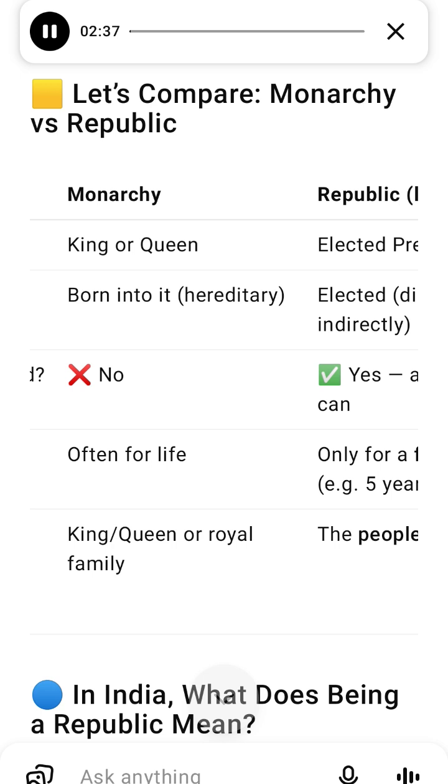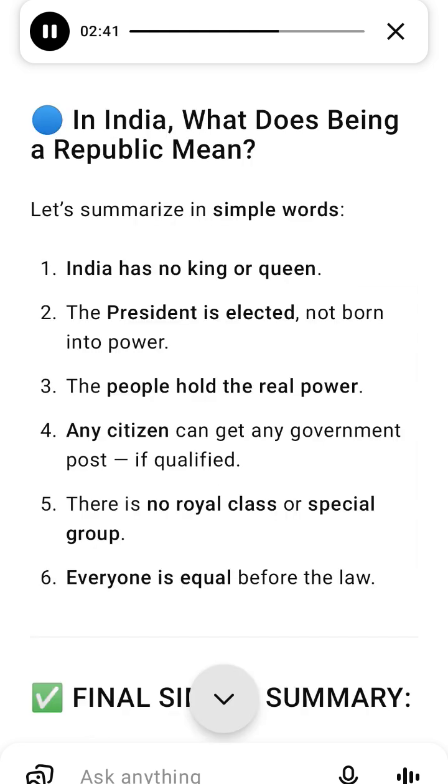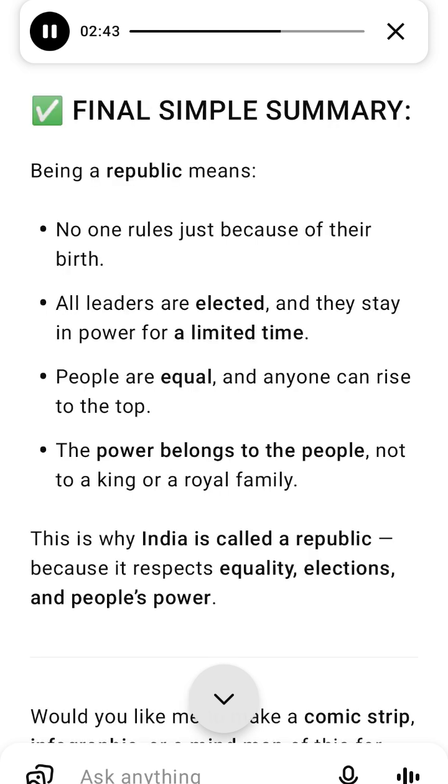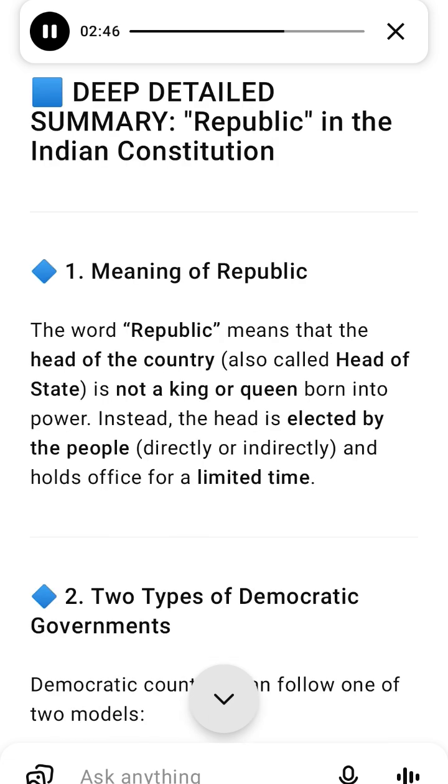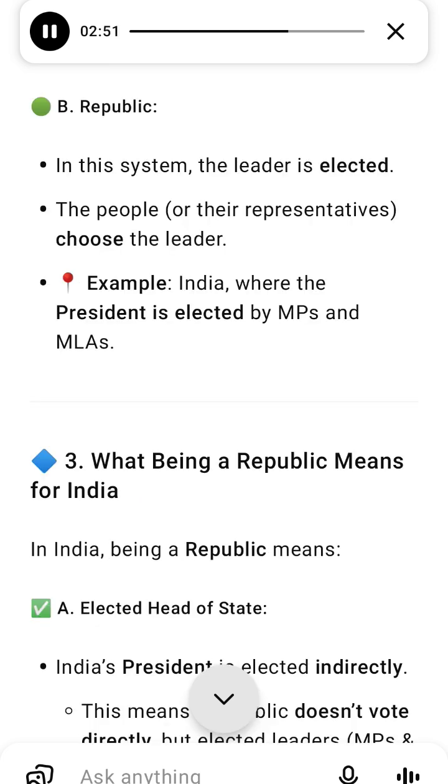Now 5. Quick comparison table. Concept: monarchy, republic. Head of state: king or queen; elected president. How they get power: inherited from parents; elected by representatives. Term of office: often for life; fixed 5 years in India. Royal family? Yes. Public jobs: limited to few; open to all citizens equally. Power belongs to the royal family; power belongs to the people.